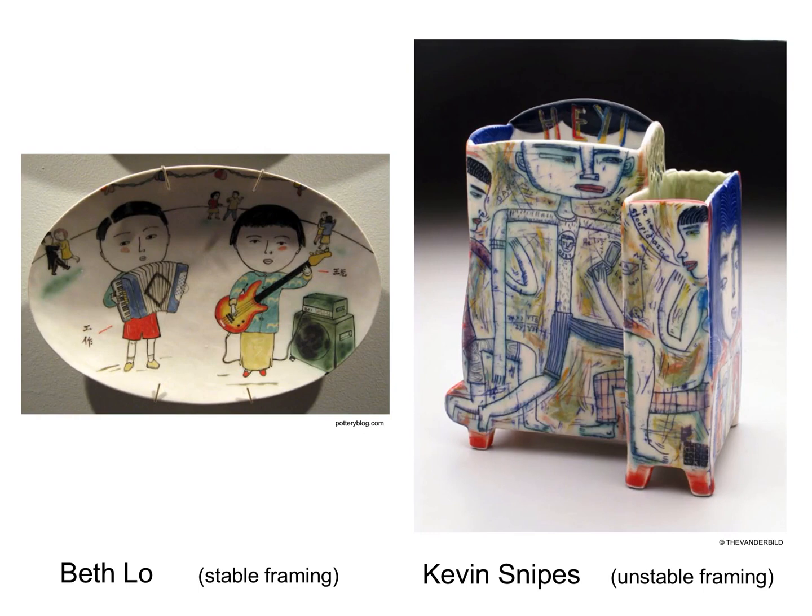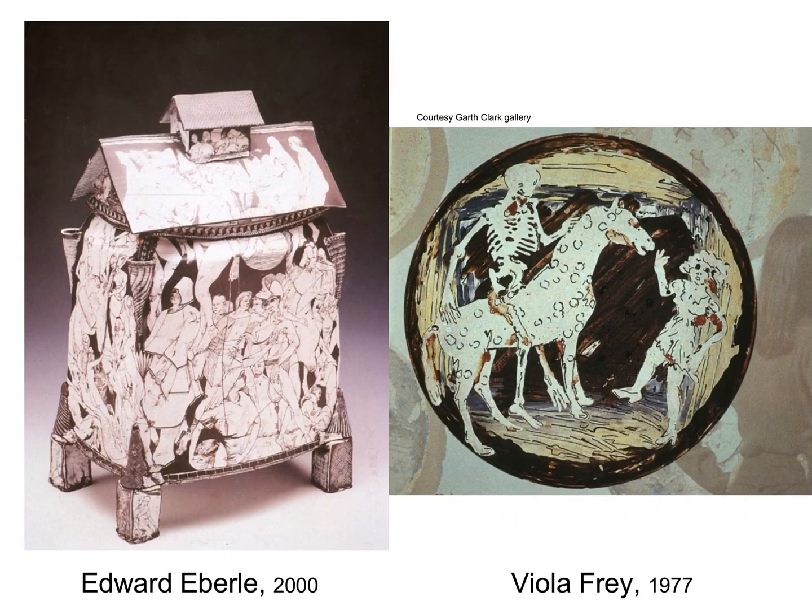Sometimes you have very stable framing, where the frame stabilizes the image, where other makers use unstable framing, where the position of the image within the context of the objects creates a very unstable effect, which I find interesting in contrast with the other. And many examples of that exist in all kinds of various ways.